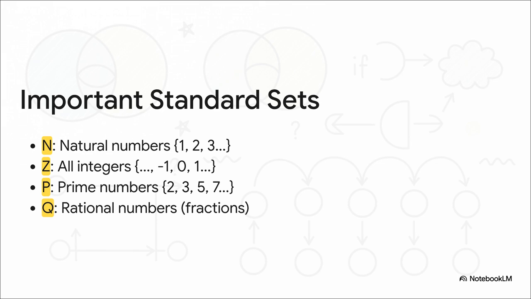N stands for natural counting numbers, starting at 1, 2, 3, and so on. Z covers all of your integers, so that includes your negatives, your positives, and 0. P is for prime numbers, and Q captures rational numbers, which is basically any number you can express as a fraction. Seriously, knowing these letters on sight is going to save you so much precious time on test day.